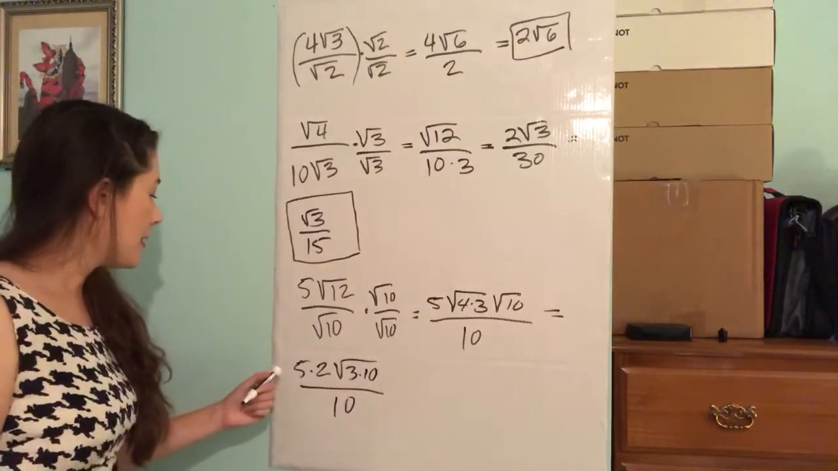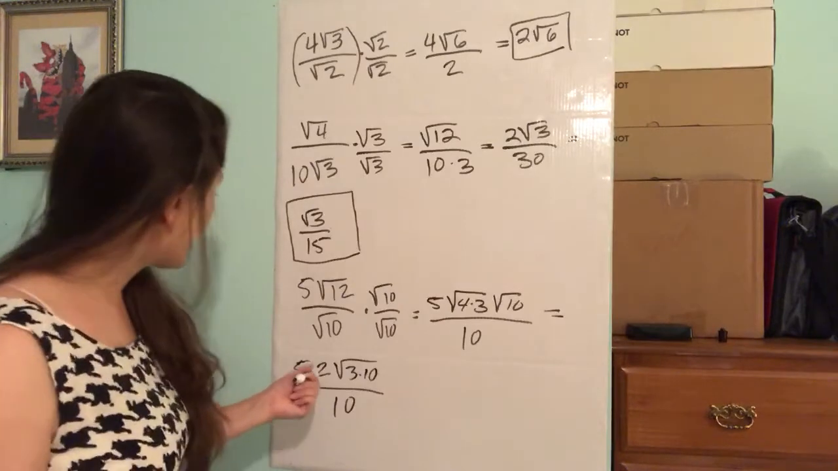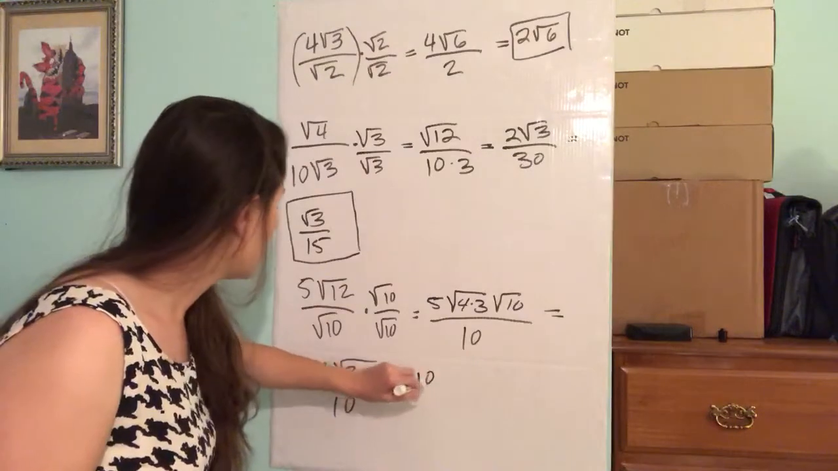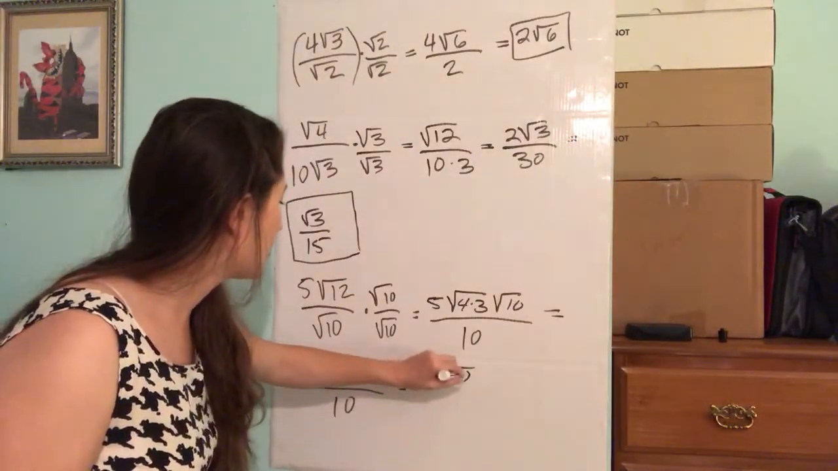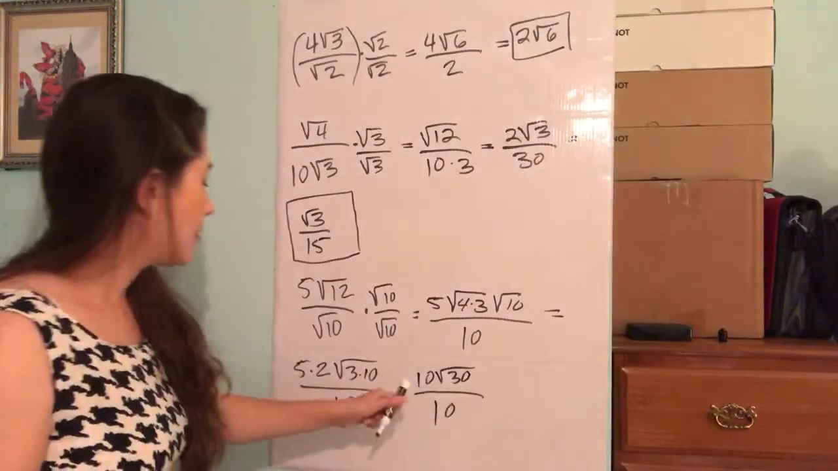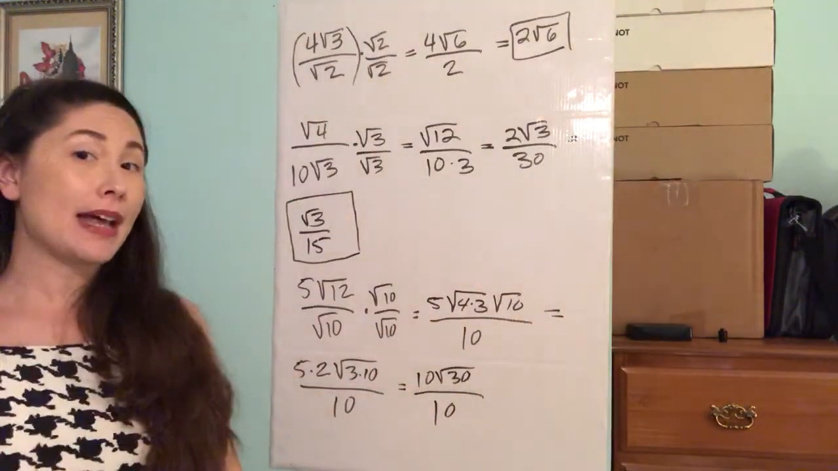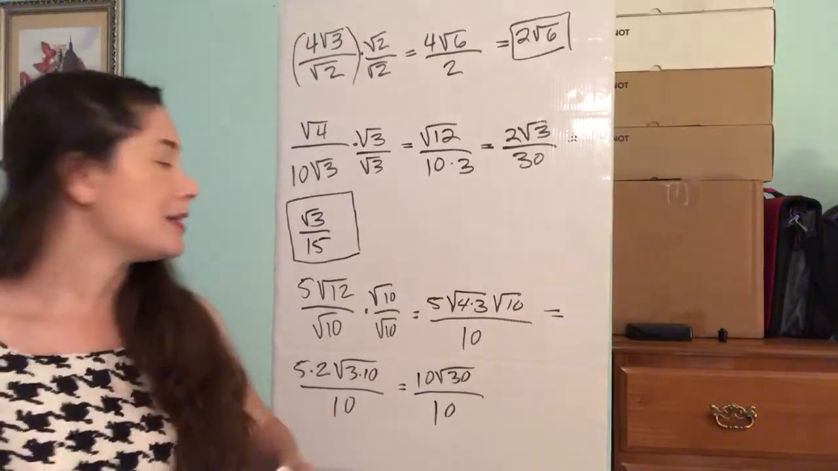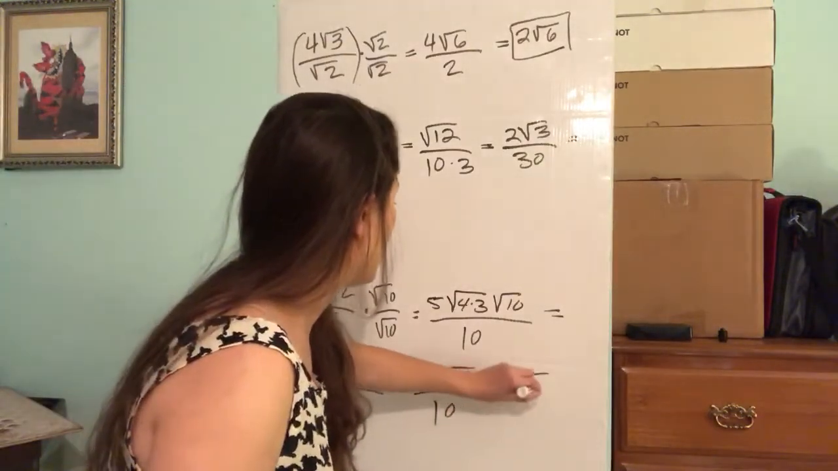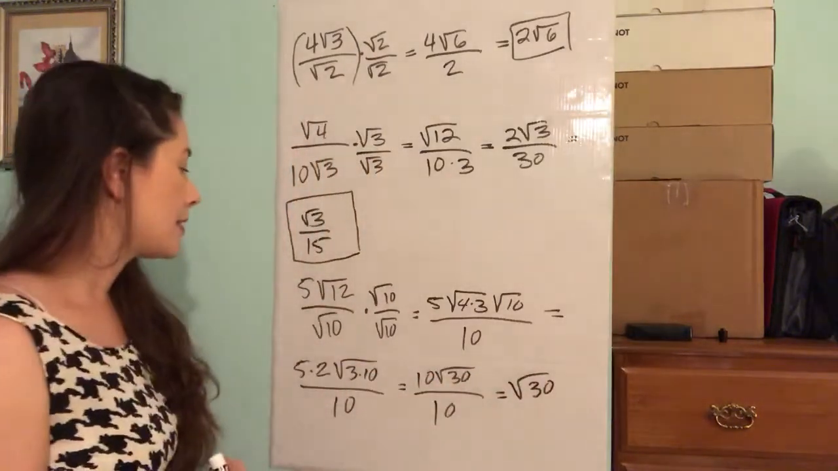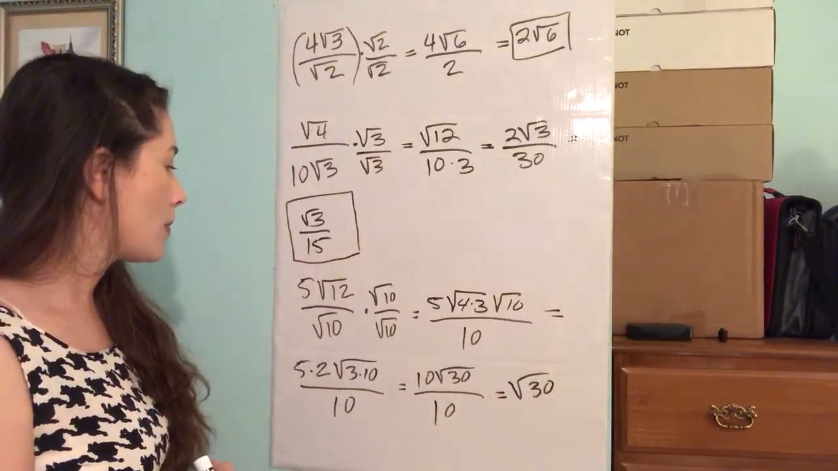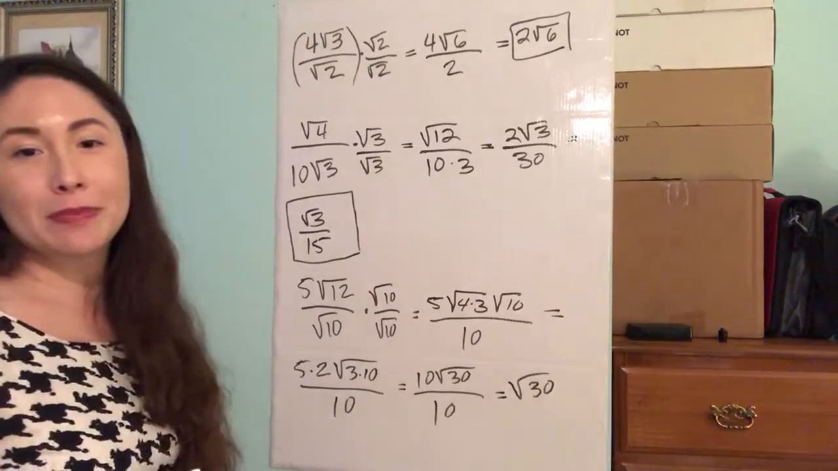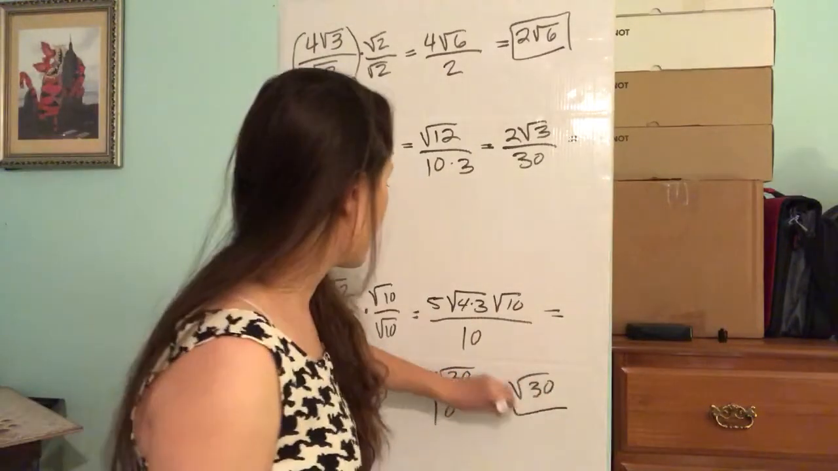Okay. And then, what's 5 times 2? That's 10, right? And 3 times 10 is 30. And over 10. Now I can cancel the 10s out because 10 divided by 10 is 1, because anything divided by itself is 1, right? So now we have square root of 30. I don't think we can simplify any more than that. So square root of 30 is your final answer.